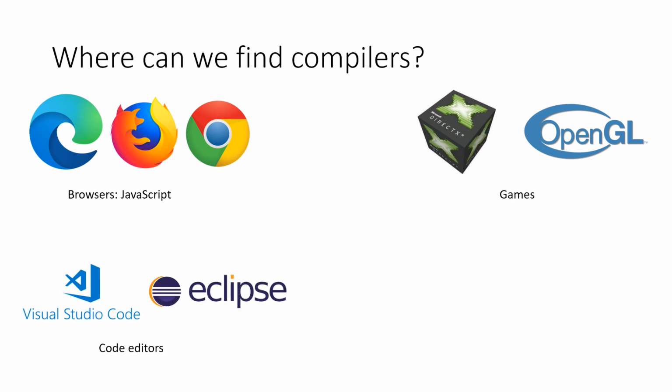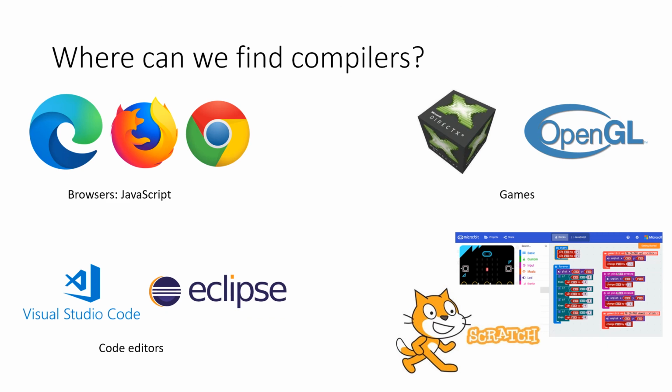Then we have compilers in code editors, of course. These are the programs that developers use to write code. And so we need to compile the code before we ship it to users. And so all code editors will have a compiler. Here are just two examples of major code editors.